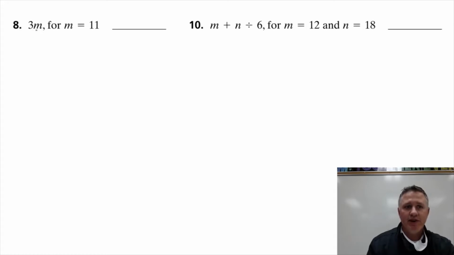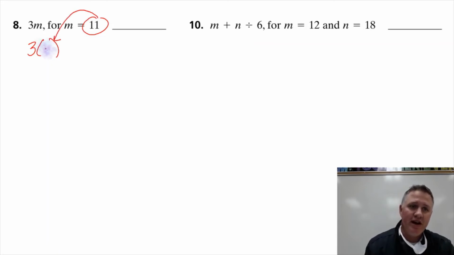Next two. All right, 3m. Remember, it's not 311. It's 3 present box. It's 3 times m. It's 3 times 11, right? Which is 33. So that wasn't too bad.